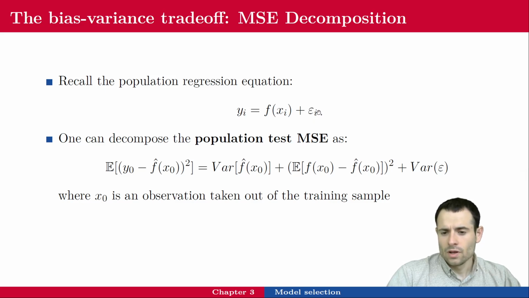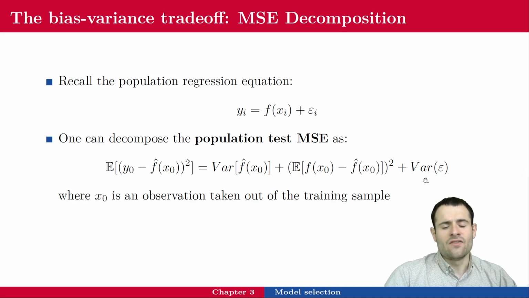The bias is the average difference between the actual true relationship and its prediction. So to obtain this formula, you can write y0 as being f of x0 plus epsilon, and then decompose the square. Note that the first term is positive, the second term is positive because it's a square, and the last term is positive as well. It is a variance.